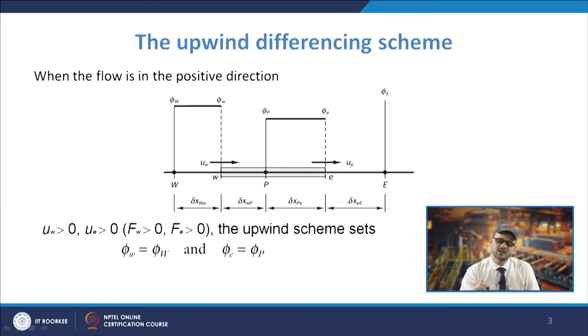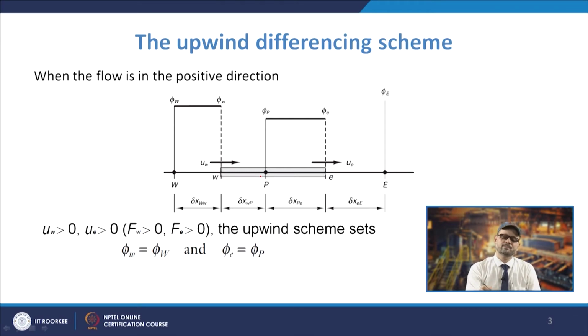Similarly, for the value at e, the immediate upstream node is P. That is why we get phi e as phi P. Then you can have the expression in the form of phi P, phi W and phi E. Accordingly, the equation is A P phi P equals A E phi E plus A W phi W plus S U, and that is the equation which needs to be solved.